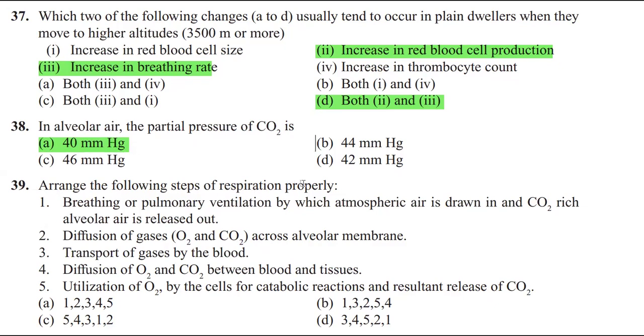Arrange the following steps of respiration properly. Breathing and pulmonary ventilation, by which atmospheric air is drawn in and carbon dioxide rich alveolar air is released out. Yes, first it's going to happen. Diffusion of gases, oxygen and carbon dioxide across the alveolar membrane. Yes, second thing. Transport of gases by the blood. Yes, of course. Diffusion of oxygen and carbon dioxide between blood and tissues. Yes. Utilization of oxygen by the cells for catabolic reaction and resultant release of carbon dioxide. So they are in sequence: 1, 2, 3, 4, 5.